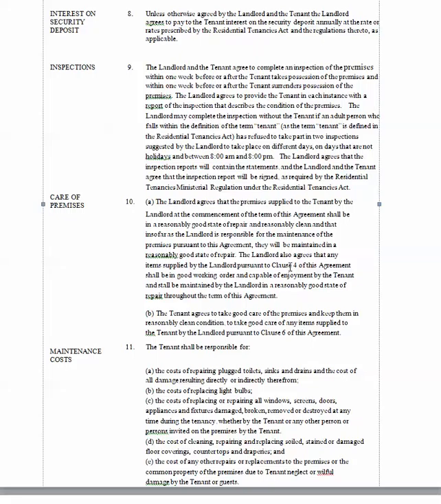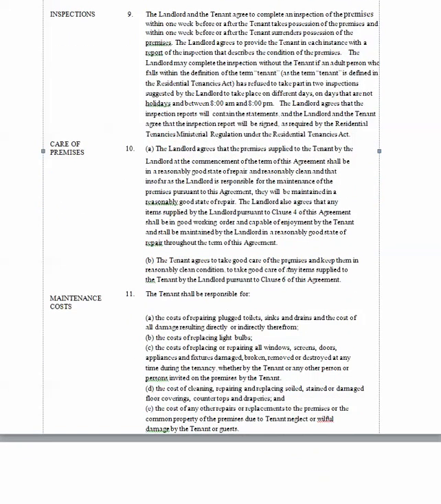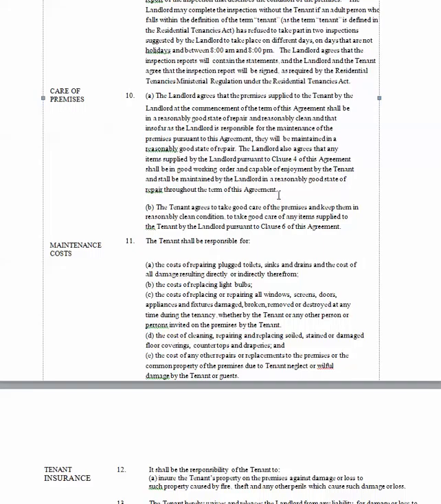This may not be the only place that you're going to rent sometime in the future. Maybe you're going to want to own and rent. Let this be kind of an outline for you.